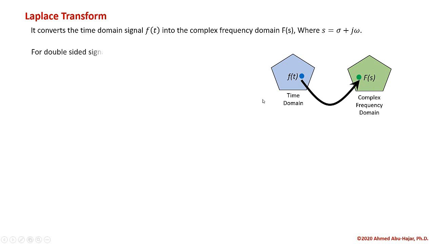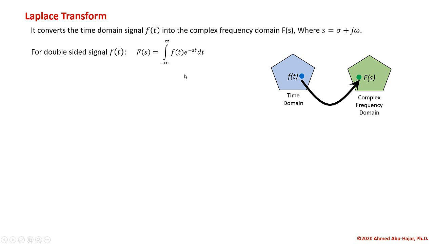So the Laplace transform is nothing but an integral. f of t is a double-sided signal. Then the transformation F of s will go from minus infinity to infinity of f of t times e to the minus st dt. So the word double-sided means that f of t is defined for all values of t, the negative values of t and the positive values of t.